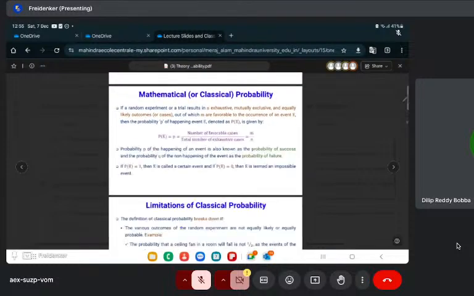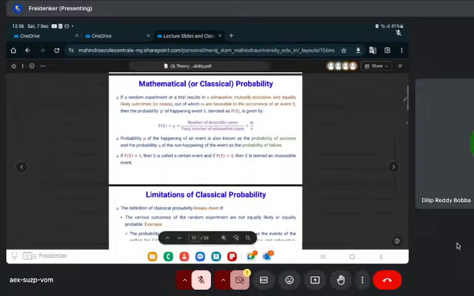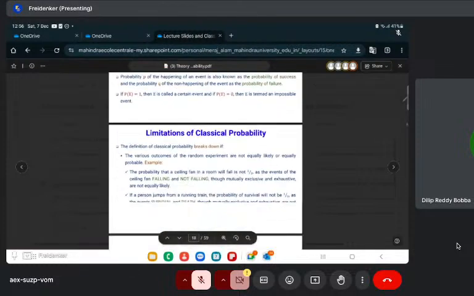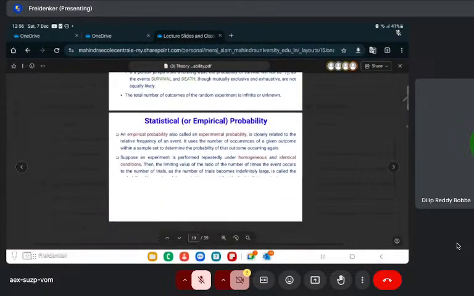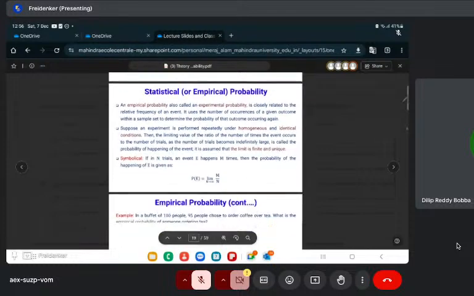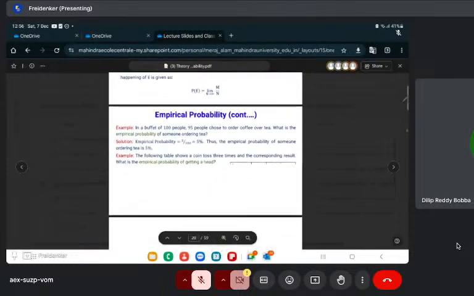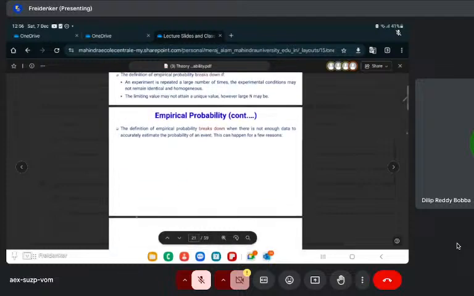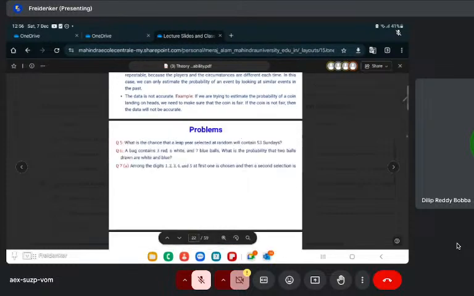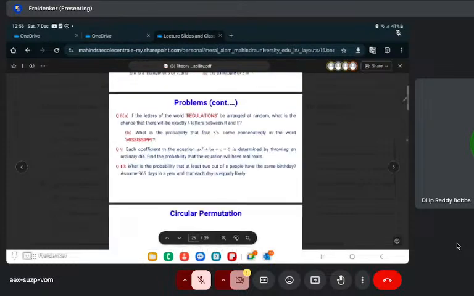Axiomatic definition of probability. So this is classical probability. We won't be using this. See, classical probability is the basic probability. We'll be using the axiomatic. Statistical is fine. That is empirical, based on the experiment. But we'll go to the axiomatic definition of probability.